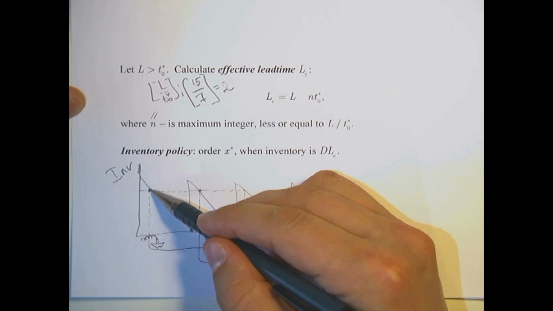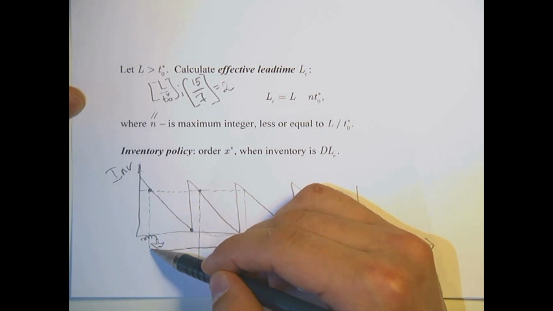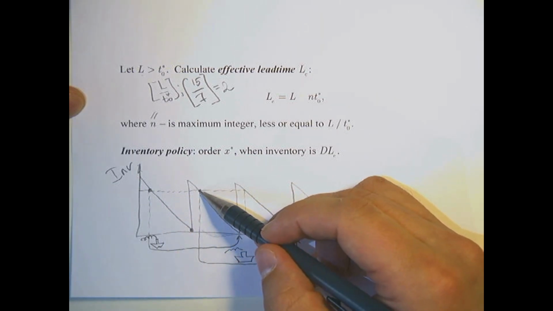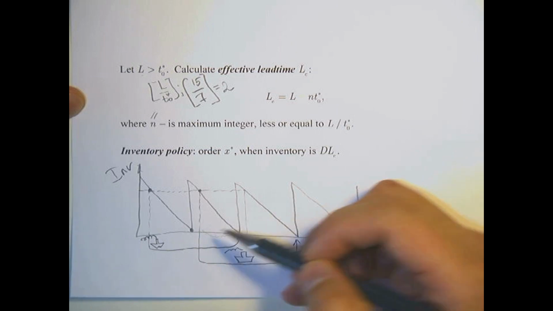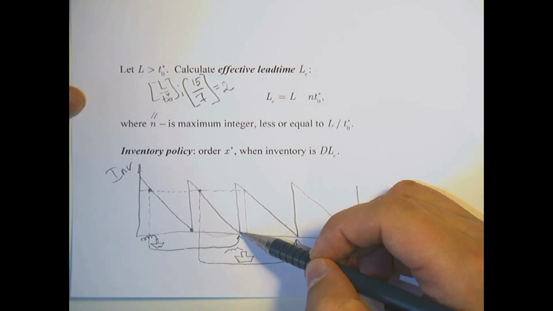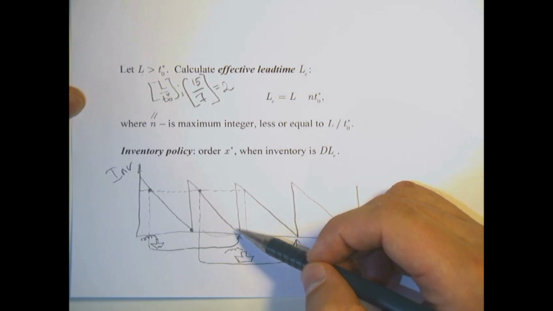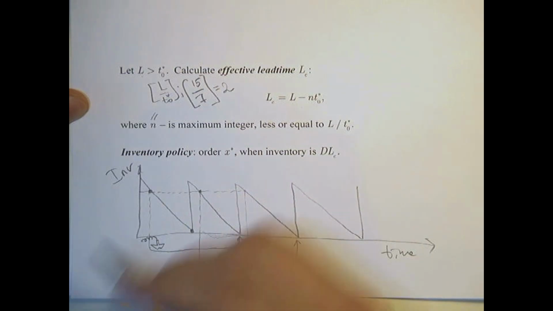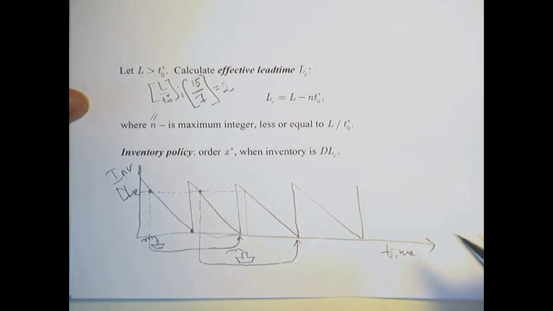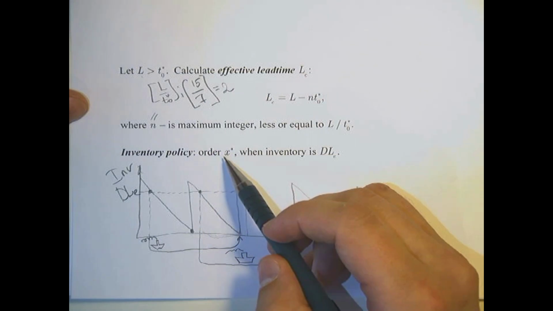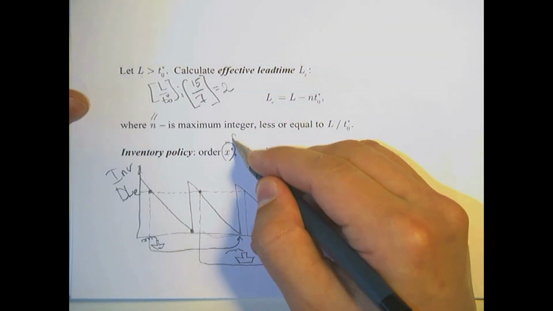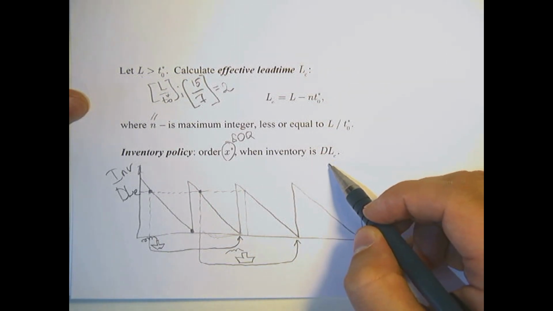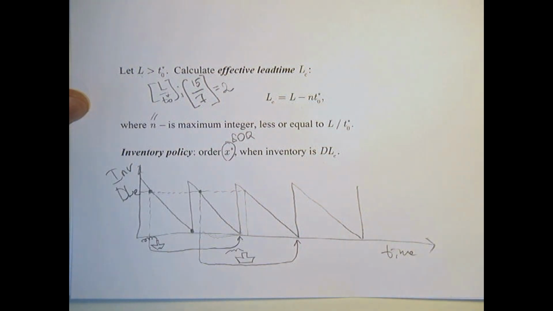During this period, without operations, we just make a call to our supplier, but we do not sell anything. And also the next call we make at this moment of time, and we start operations only when we receive the order from the first call. So, the reorder point now is D times L effective, and the inventory policy is the following. We order economic order quantity EOQ when inventory approaches the reorder point D times L effective.